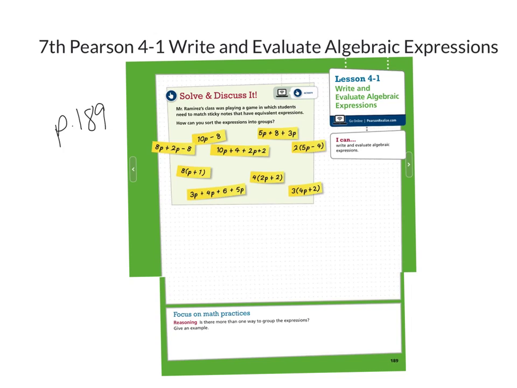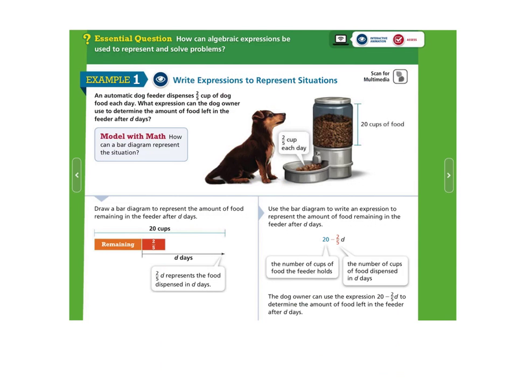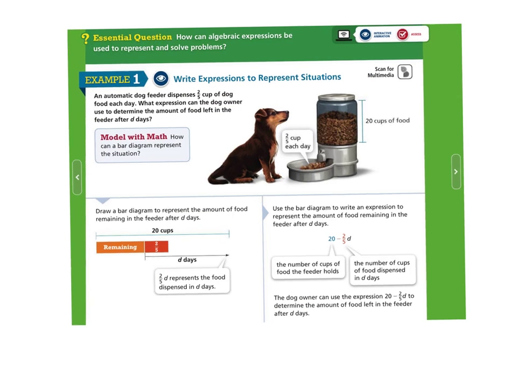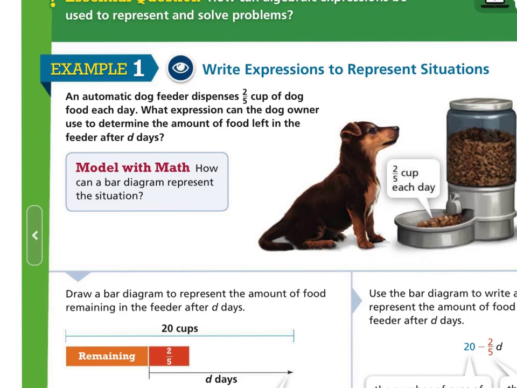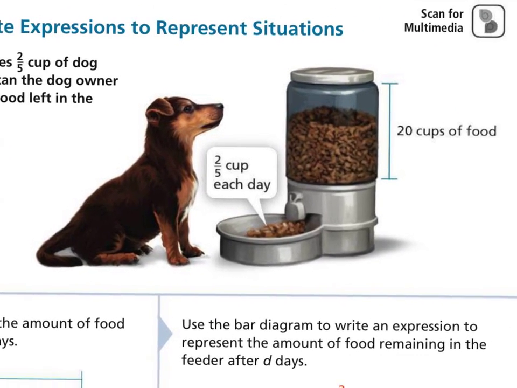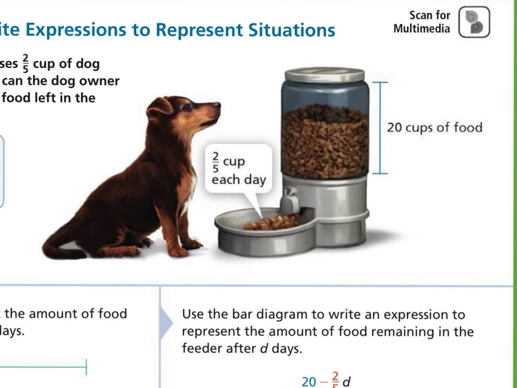Page 189 starts our lesson on writing and evaluating algebraic expressions, and what we're looking at on 189 we're actually going to skip over because this is what we're going to be learning about how to do in the lesson, so we can't really do it yet before we know how to do it. So if we look at example 1, an automatic dog feeder dispenses 2/5 of a cup of dog food each day. What expression can the dog owner use to determine the amount of food left in the feeder after D days? So again, 2/5 of a cup each day, and you can see they're starting out with 20 cups of food.